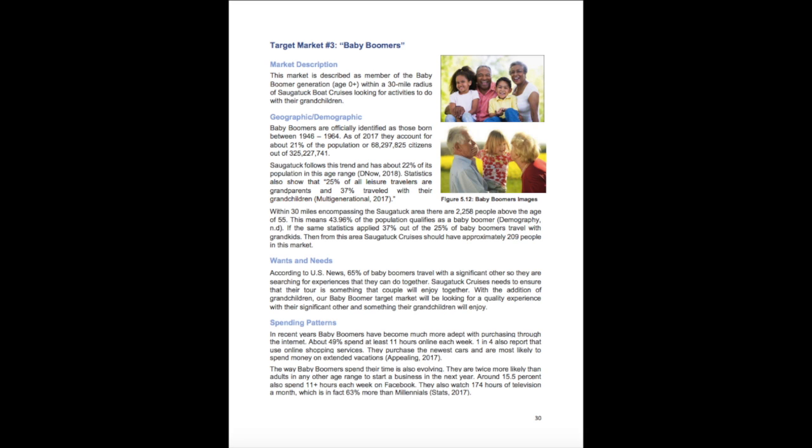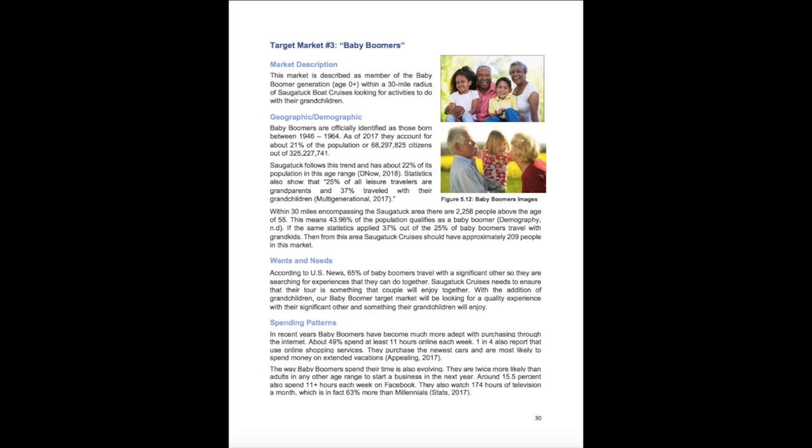According to U.S. News, 65% of baby boomers also travel with a significant other. So they're looking for experiences that they can do together. And taking their grandchildren along, this creates a unique target market looking for quality experiences that they can share with each other.